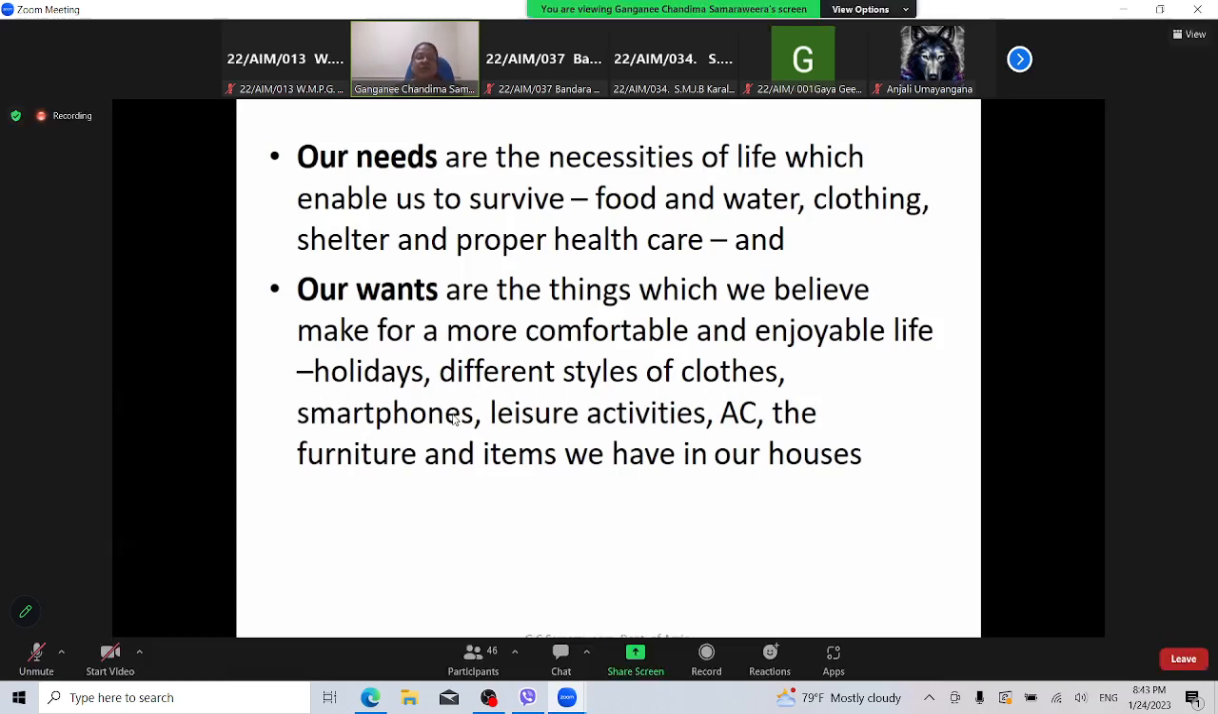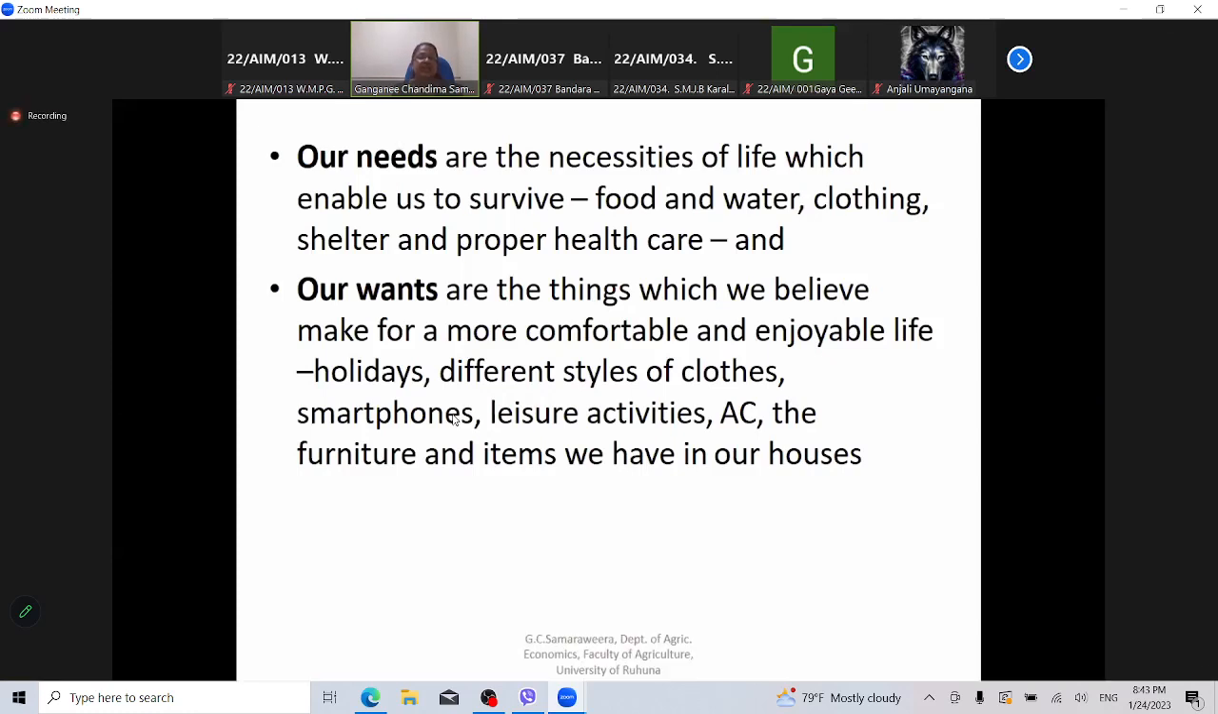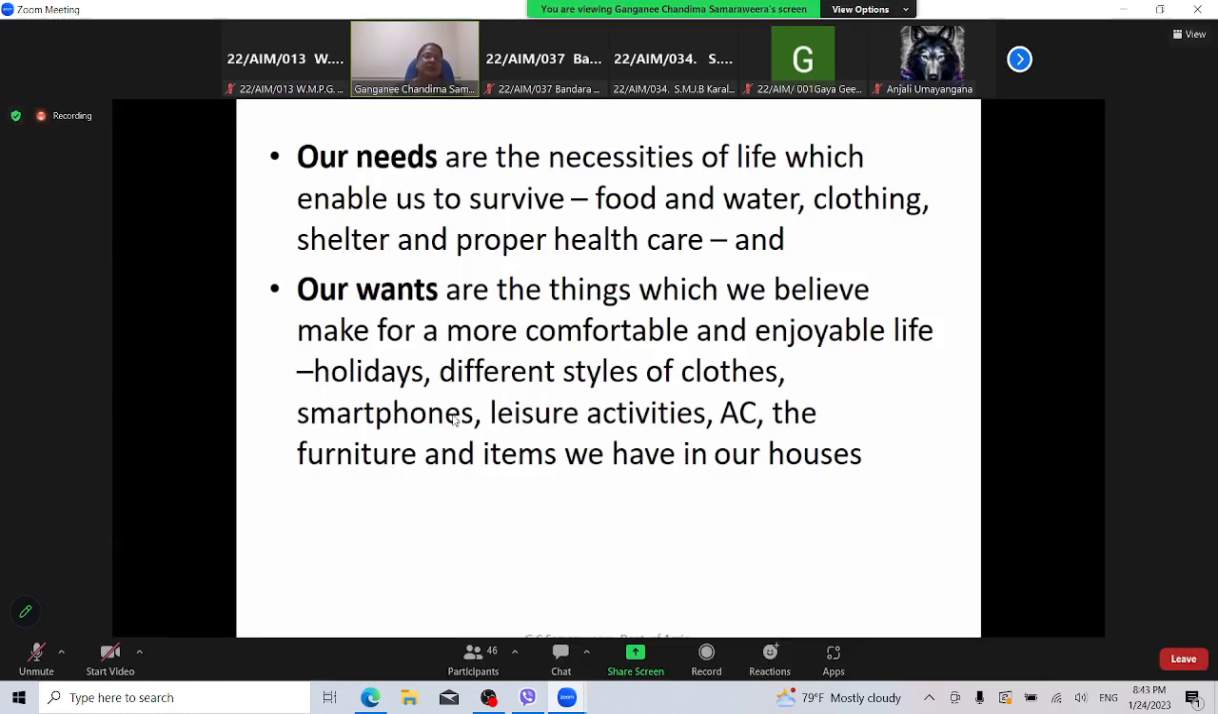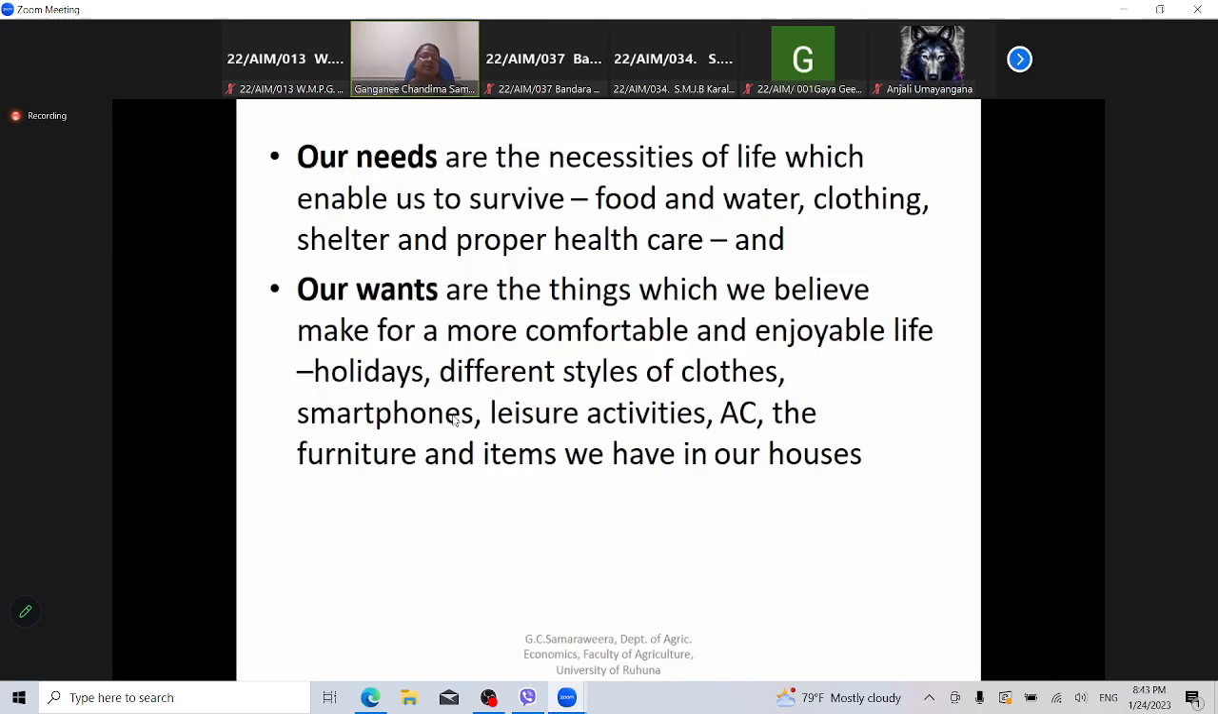That means food, water, clothing, our shelter. Without having it, sometimes we may die because we don't have a proper roof. We can't stay under a tree. So we should have a proper shelter and proper health care. Okay, these are our basic needs, because they are needed for our survival.